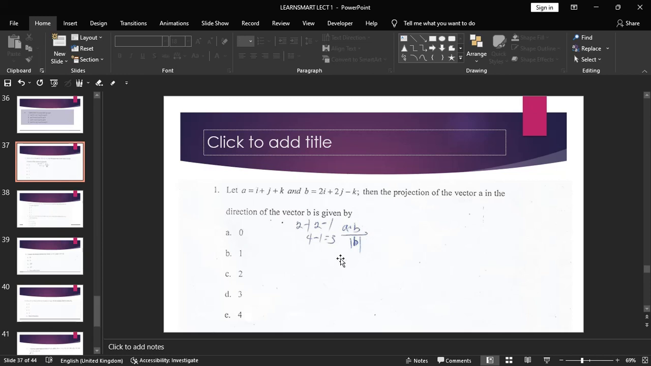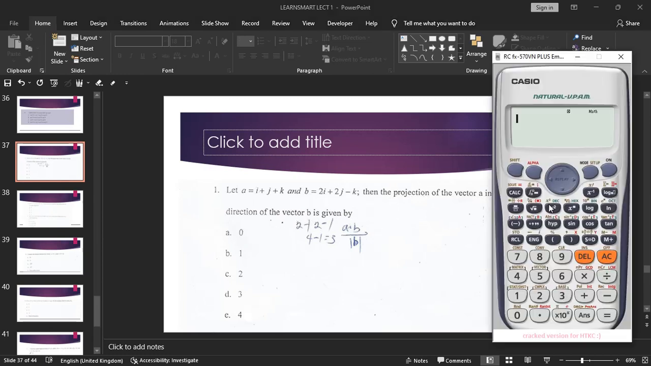Okay, so let's say you've been given a certain question. Let A equals i + j + k and B equals 2i + 2j - k. Then the projection of vector A in the direction of vector B is given by... So we know the simple approach: we just implement calculator tricks to solve the question.